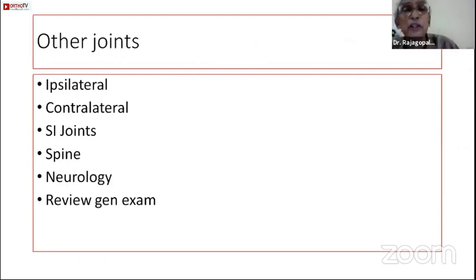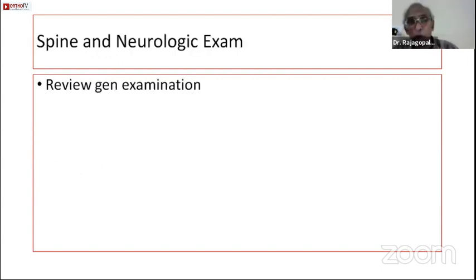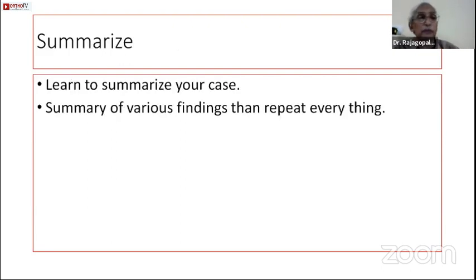Once you have examined the joint for other things, then you go to the joint above and below, the opposite joint, circulation, joints and spine, don't forget chest expansion, neurology. After doing the neurology and spine, you may think, I forgot something. I forgot to palpate the liver and spleen, or I forgot to do chest expansion. You can go back and do that.